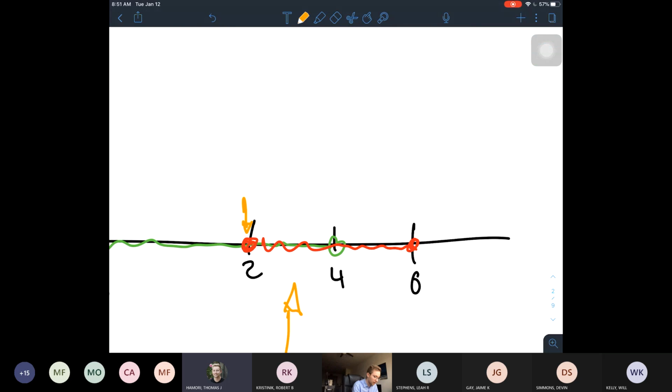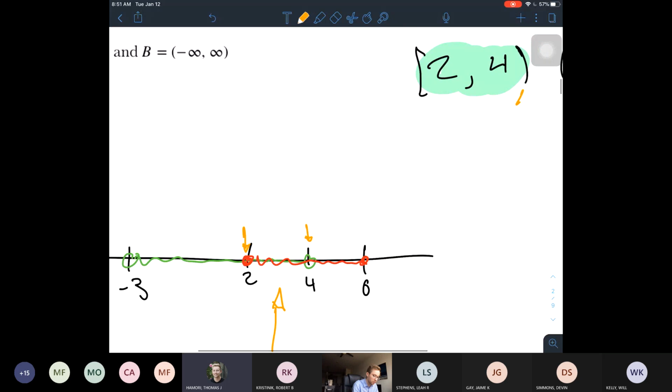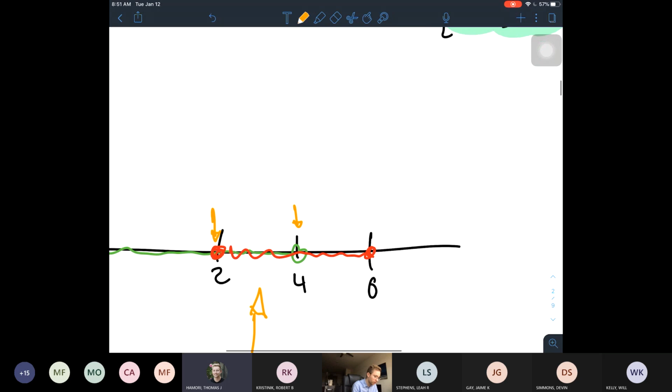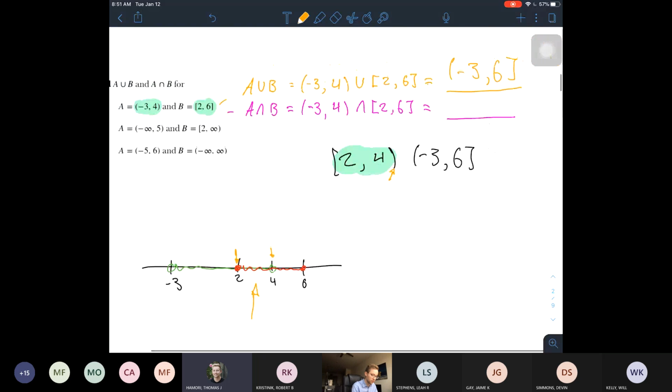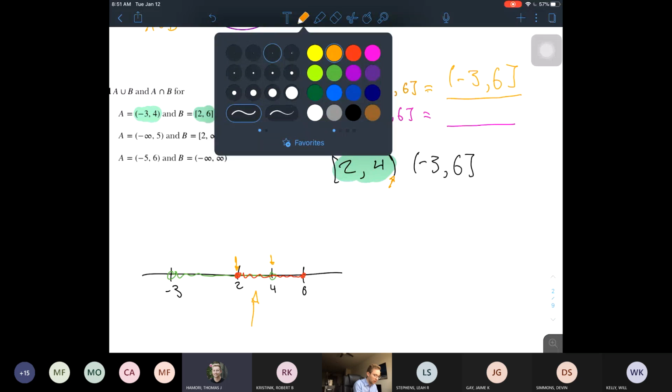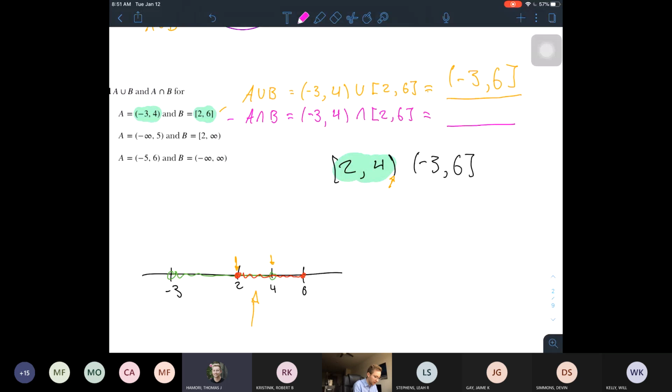And then on the other endpoint, our 4 here, we use a parentheses. The reason being that although 4 is included in the middle of the red interval, it exists as an open endpoint for our green interval, which is why we're not going to include it. Okay, so in this case, we have [2, 4). Okay, wonderful.